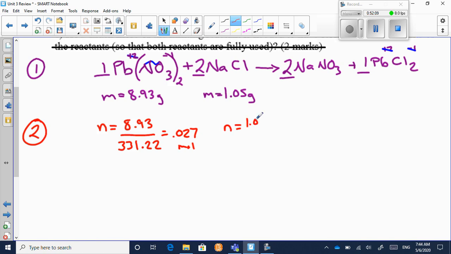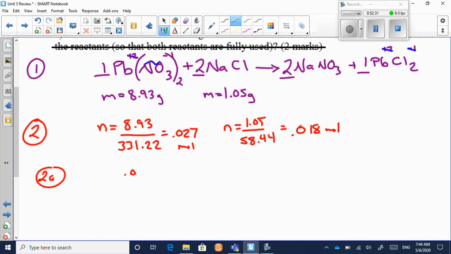Okay, we do the same thing here for the sodium chloride. It's 1.05 divided by the molar mass of sodium chloride, which is 58.44, and you get 0.018 moles. Okay. But now we have to do that step 2A here, because we've got to consider that they get used at different rates.